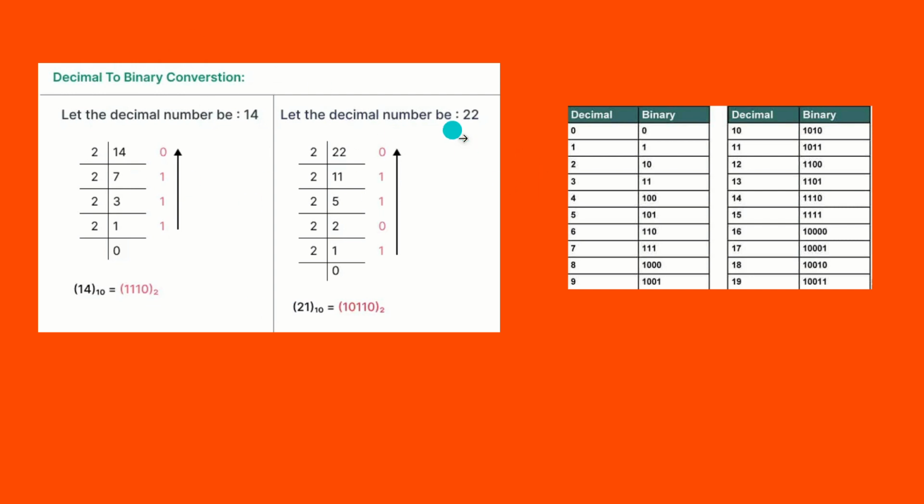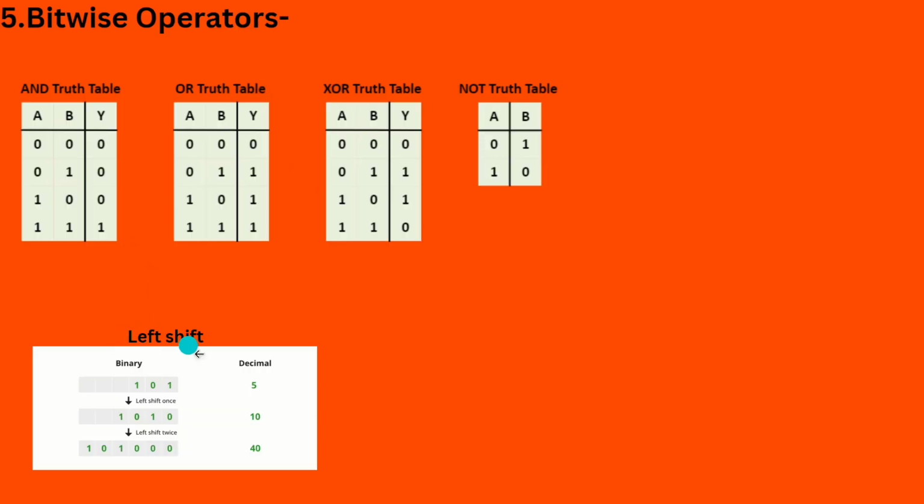Done. Try working on this, because it is very important concept-wise. Just divide by 2 and write the remainders side by side, and write the final answer in the upward direction. Done. Now let us see what exactly is left shift.